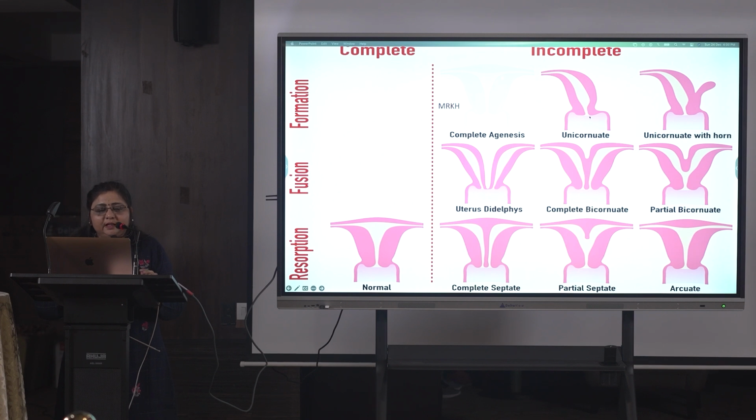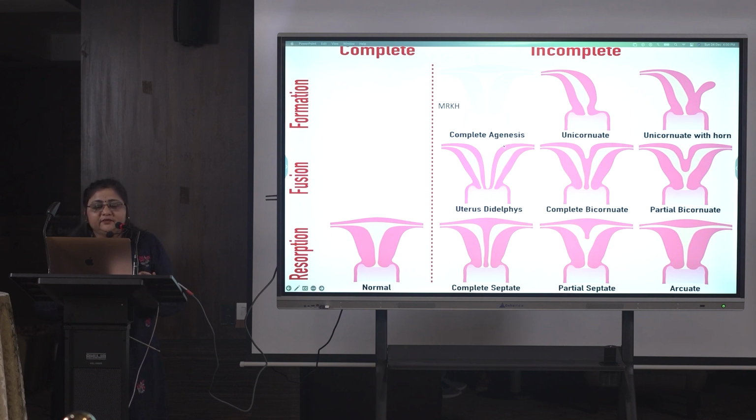So only one Mullerian duct is present, meaning unicornuate uterus. Then a unicornuate uterus with a horn can be there, where the second paramesonephric duct has failed to develop, so it is remaining here. It can be a communicating horn or a non-communicating horn. It can have an endometrial cavity, or it cannot have an endometrial cavity. So four types are there in this.